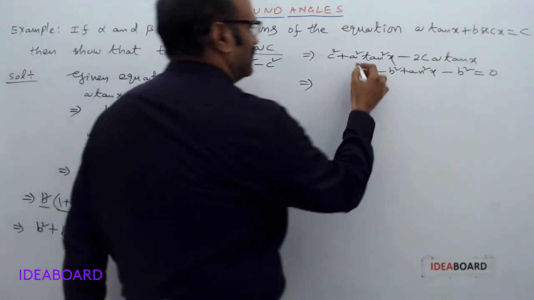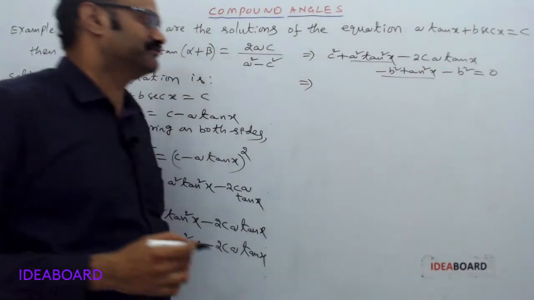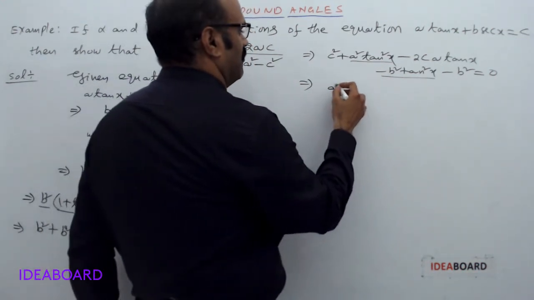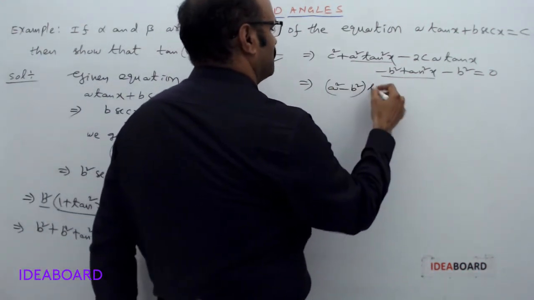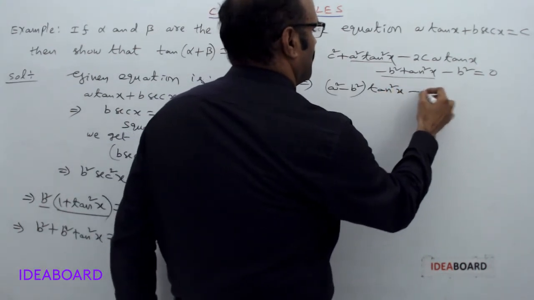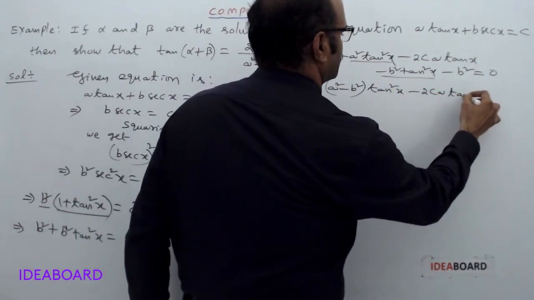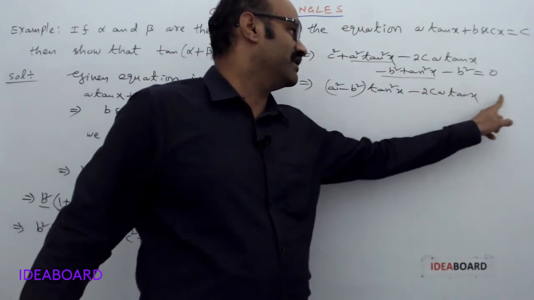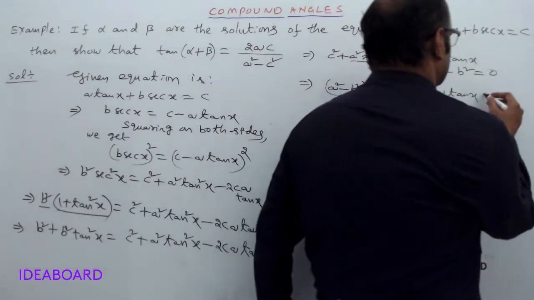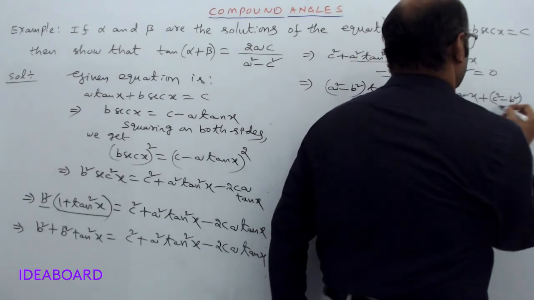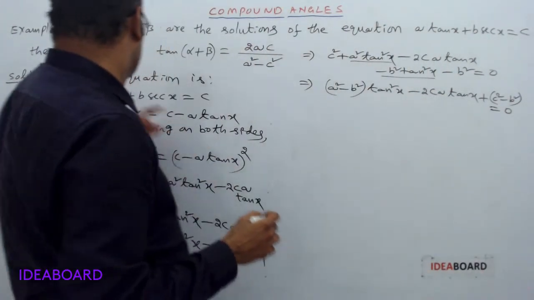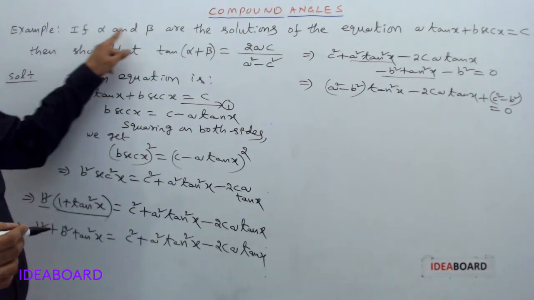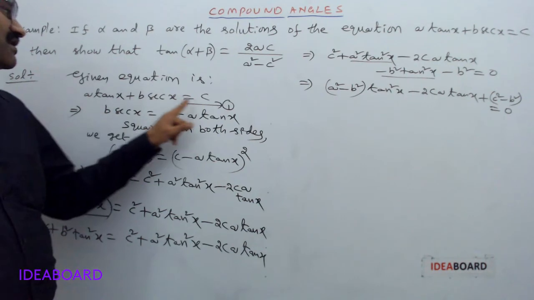So take tan square x common here, then we have a square minus b square into tan square x minus 2ca tan x plus c square minus b square equal to 0. It is given that alpha and beta are the solutions of this equation 1.